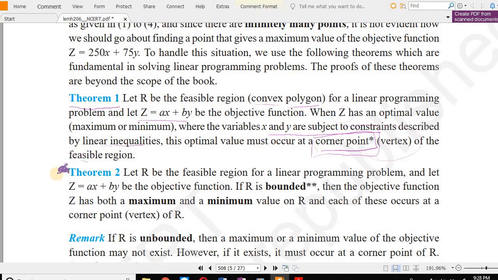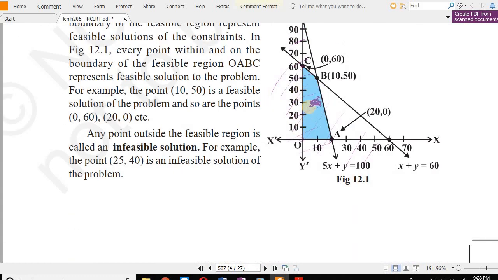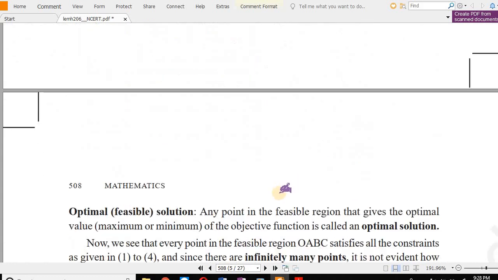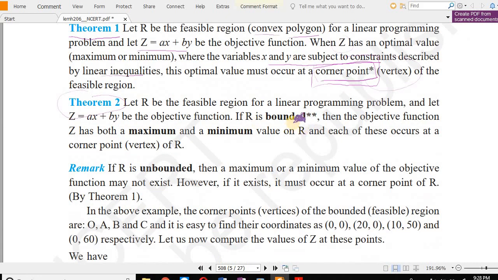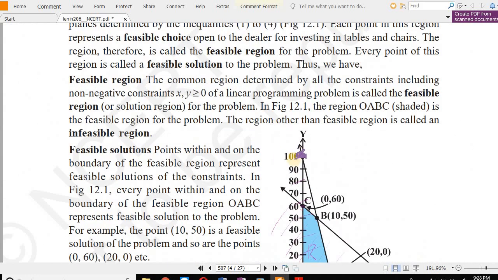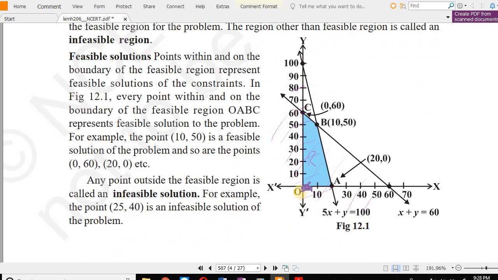Right. One more theorem that gives us confidence that we can find an answer. So here we say let R be the feasible region for a linear programming problem. In this case, R would be that blue region that we've talked about up here. This is R here. And suppose that R is bounded. So what does R is bounded mean? Well, R is bounded basically means that you can contain it inside a circle. You can find some circle of some large radius that contains the region.